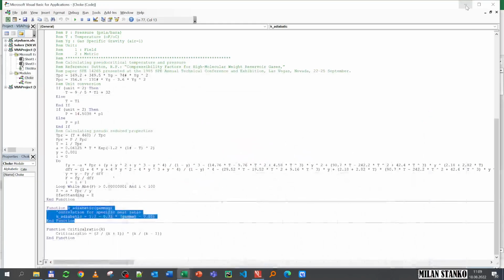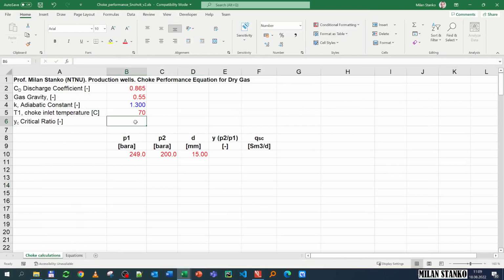Okay, so let's use that equation with the K to see more or less where this critical ratio is going to be. That depends only on K, surprisingly. Okay, 0.5, exactly there. And now we are asked to calculate, if I have these conditions on the choke, P1 250 bar, P2 200 bar, and a diameter of 15 millimeters, what is going to be the rate passing through that choke according to this model.